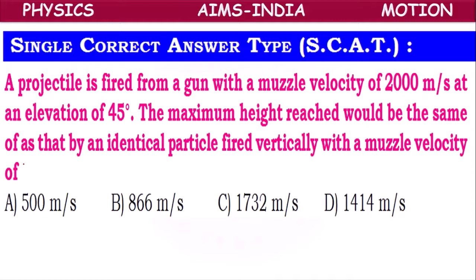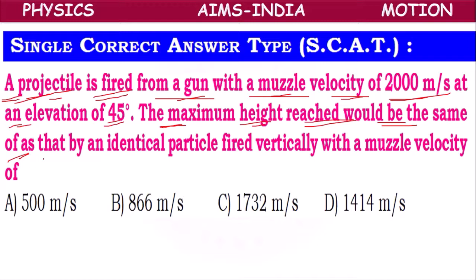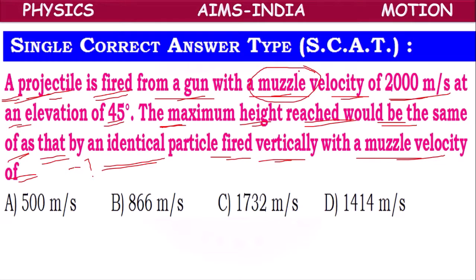SCAT. So here, the first question is, a projectile is fired from a gun with a muzzle velocity of 2000 meter per second at an elevation of 45 degrees. So the maximum height reached would be the same as that by an identical particle fired vertically with a muzzle velocity of dash. So here muzzle velocity means we can take it as initial velocity.